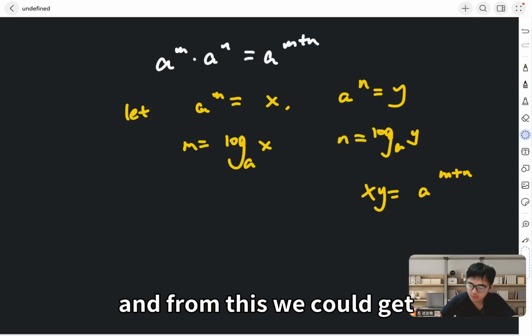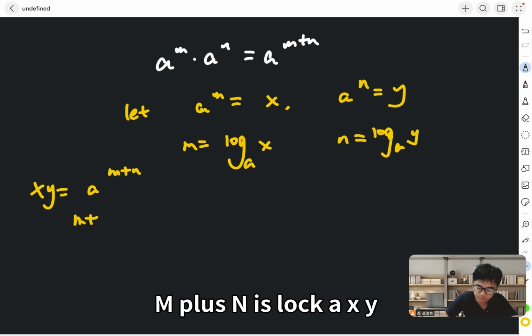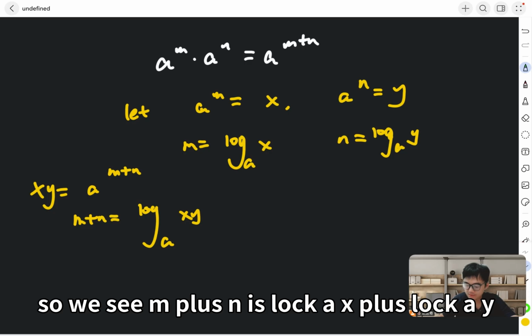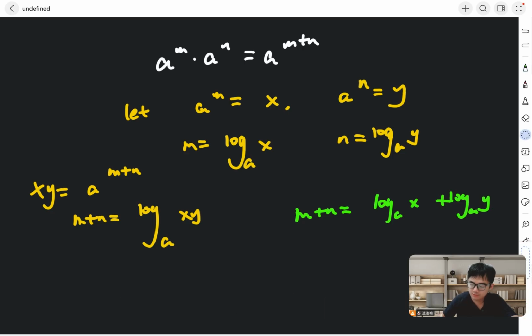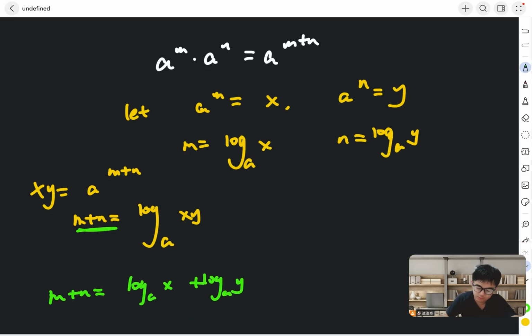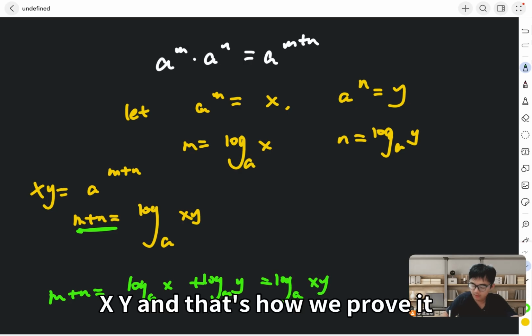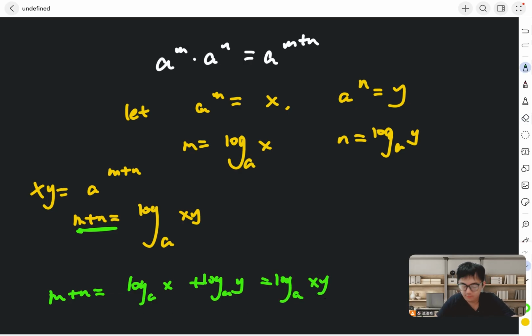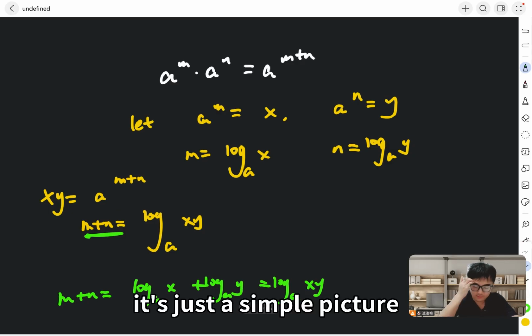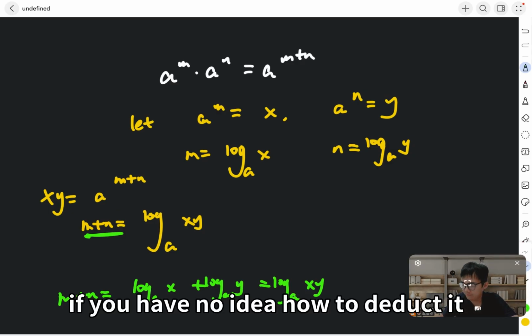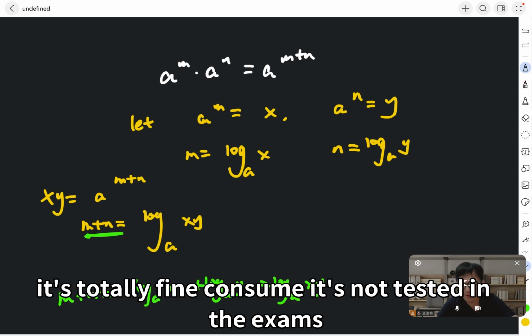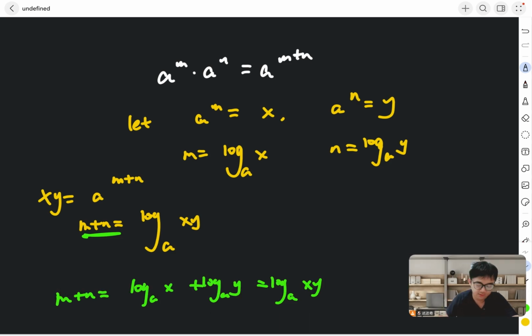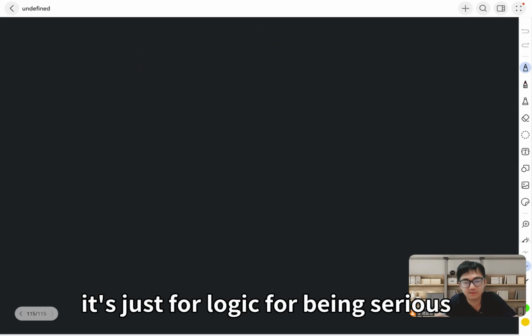From this, we could get m plus n is log a of xy. So we see m plus n is log a of x plus log a of y, which is log a of xy, and that's how we prove it. It's just a simple picture. If you have no idea how to deduce it, it's totally fine because it's not tested in the exams. It's just for logic, for being serious.